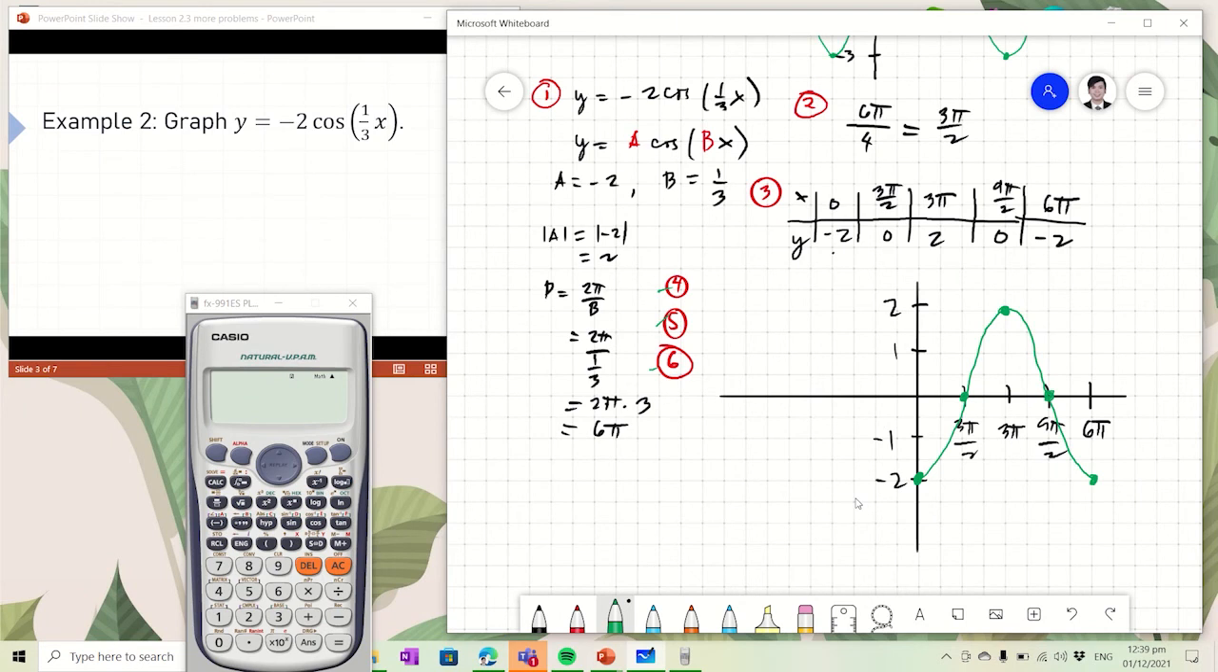So, we will just make a mirror of what we have right now to the other side. So, 3 pi over 2, and then negative 3 pi, negative 9 pi over 2, and then negative 6 pi. So, follow lang natin yung pattern, no? 0, and then sunod naman 2 ulit, sunod naman 0 ulit, and then negative 2. Connect lang natin, and then don't forget the arrowhead.